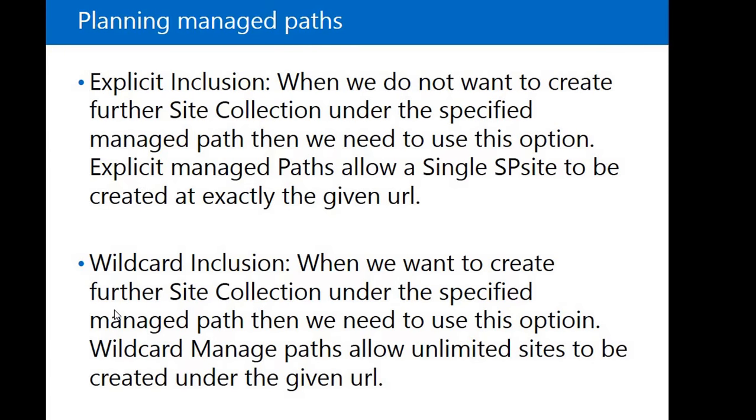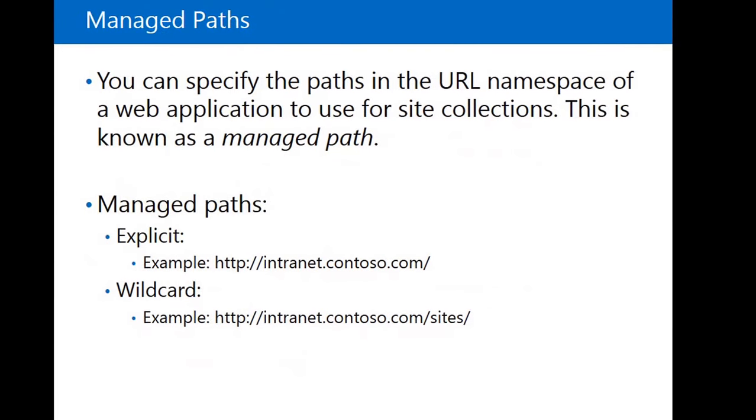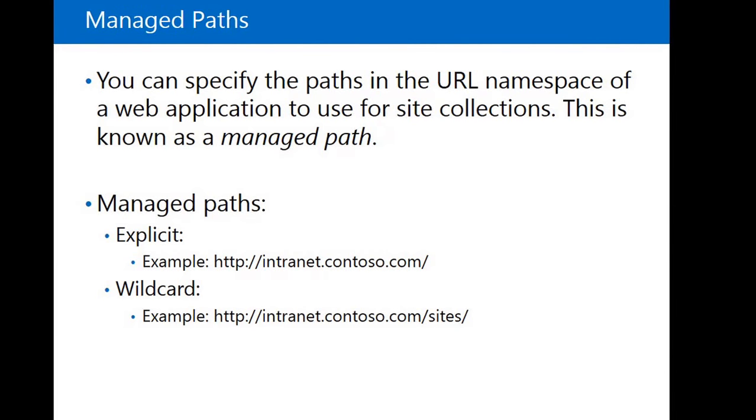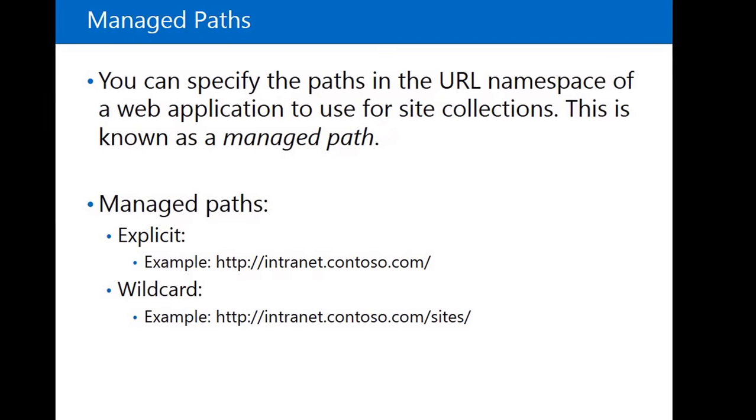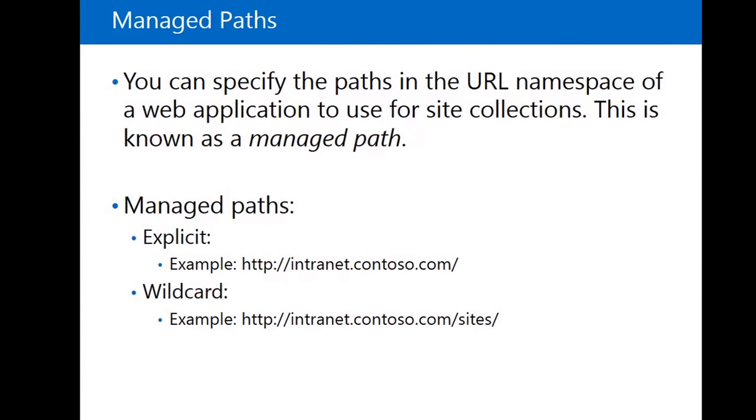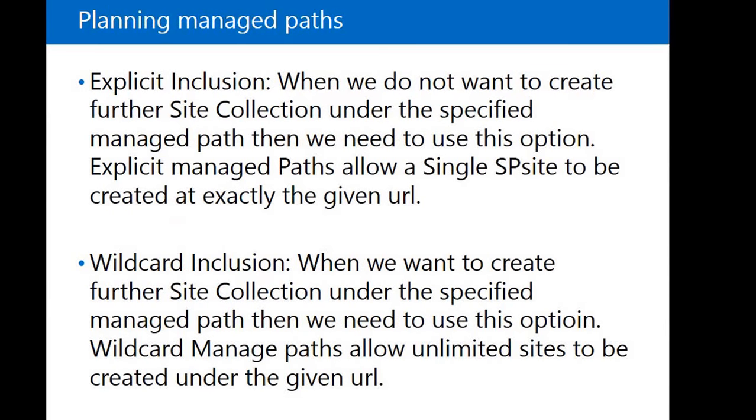Let me show you the previous slide once again. So we can see this. Explicit have intranet.contoso.com/. So this URL cannot be extended as a root site. Okay, but wildcard can be extended like /sites. We can consider /teams. So after /teams, we can extend like HR, marketing, whatever we want, we can expand that. So this was a small definition about managed path.